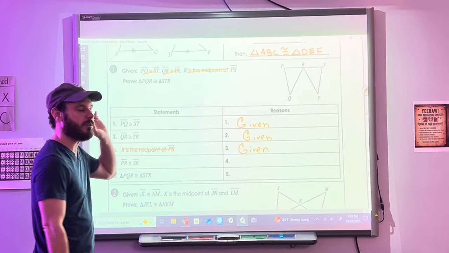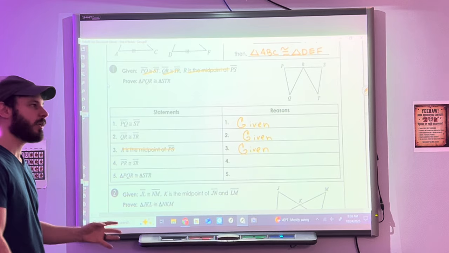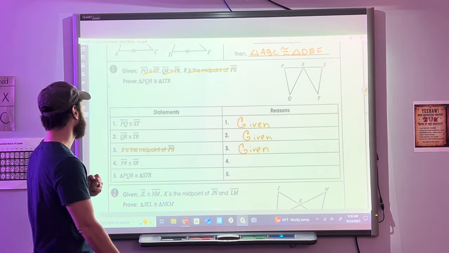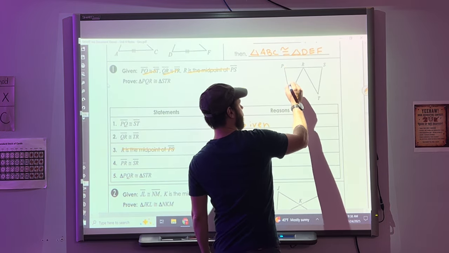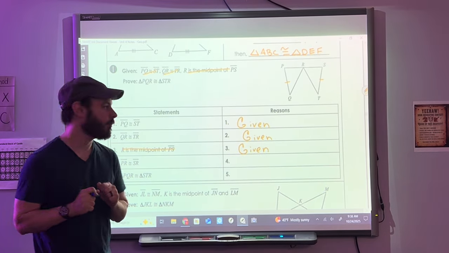In these triangle proofs where we are trying to prove two triangles are congruent to each other, please label your pictures. It makes everything easier. Right here it said PQ is congruent to ST. So over here, PQ is this one, one tick mark, ST, one tick mark. Please do that. Match them up.